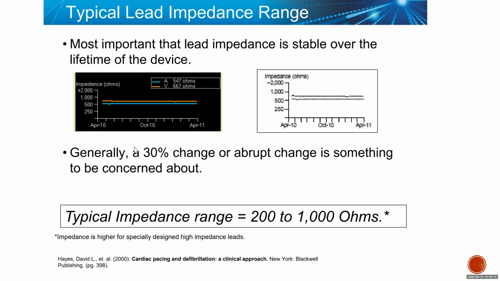For you, though, the most important thing is that the impedance is stable, with no acute rise. The first page when you interrogate the device will give you the trend for the impedance. Orange is the ventricular lead, blue is the atrial lead, and you see how they're stable, so you know things are fine. Typically, it ranges between 200 and 1,000, so it's a wide range. That's why looking at the trend is helpful. If there's an acute rise or drop, then you know something happened around that time.